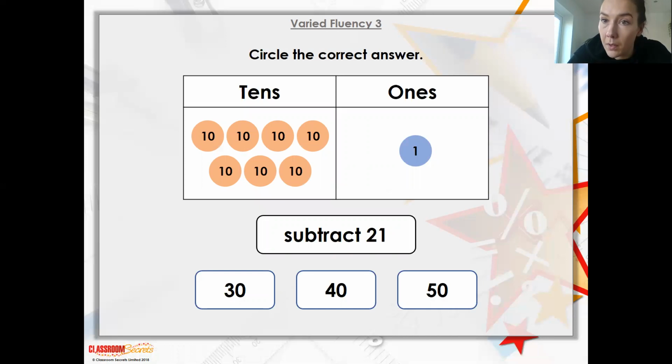Then some of them you will have this style, which says circle the correct answer. And then here you've got what you are subtracting. So you've got this number made with your place value counters, and you're subtracting 21. So the answer is 50 because you subtract your 1 and then you subtract your 2 tens, and that leaves you with 50.